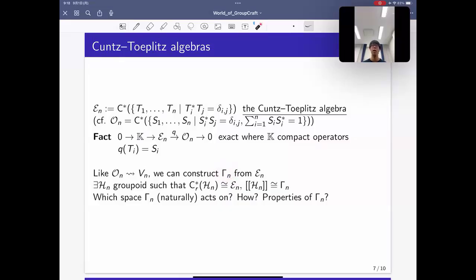Okay, and we also have a groupoid such that its groupoid C*-algebra is the Cuntz-Toeplitz algebra, and its topological full group is gamma n. Okay, and a natural question is: which space does gamma n naturally act on?